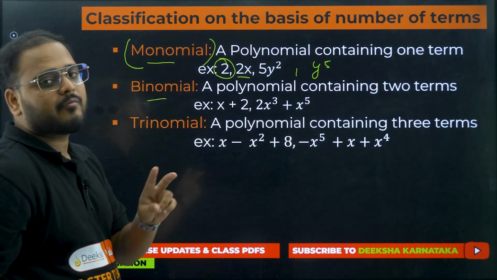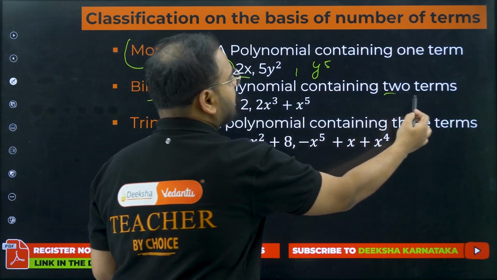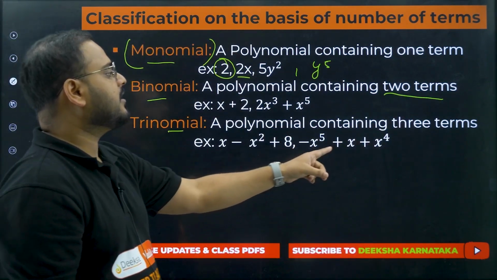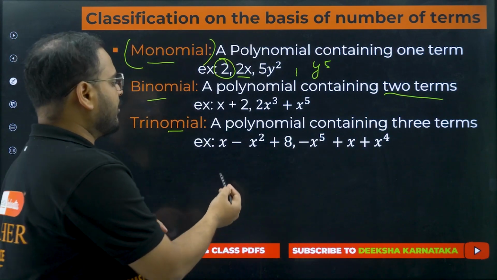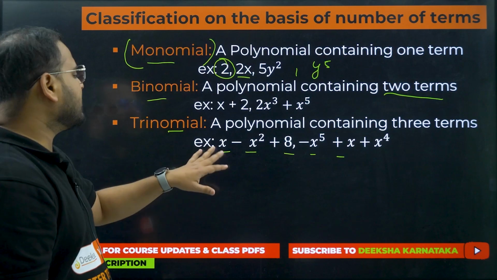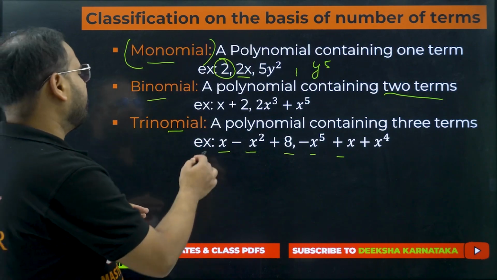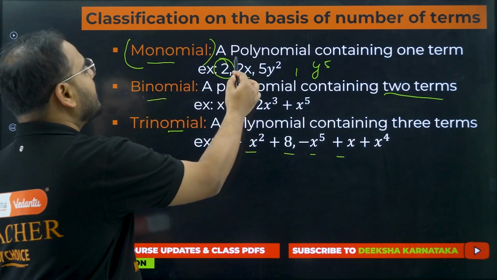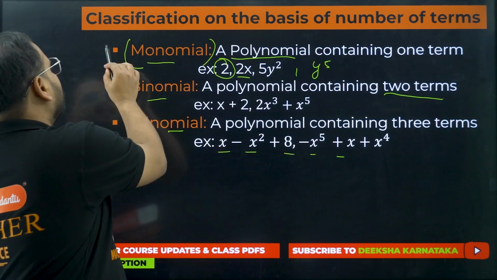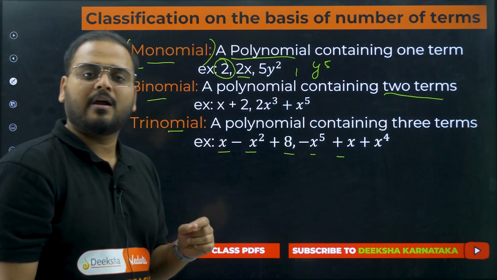Binomials are the same thing with two terms. A polynomial containing three terms is a trinomial: 1, 2, 3, three terms are there. More than this, we simply call polynomials. For 4 terms, for 5 terms, we simply call them polynomials. But till 3 we have standard definitions as monomial, binomial, and trinomial.